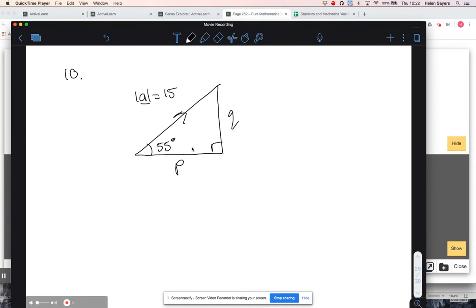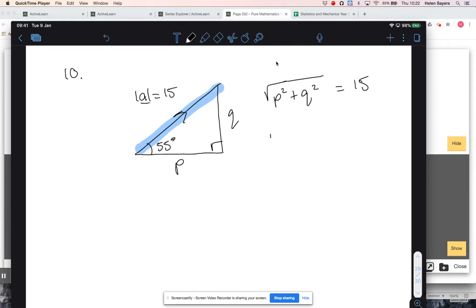Basically, I just need to find the two sides of that triangle. So I've got two things that I can use here. I've got Pythagoras, so I know the magnitude of the hypotenuse is 15. So I know that the square root of p squared plus q squared is 15. And I think that's going to look a lot nicer if I just square both sides. So I'm going to get p squared plus q squared is 225. Okay, that just looks a bit nicer without having the square root over everything.